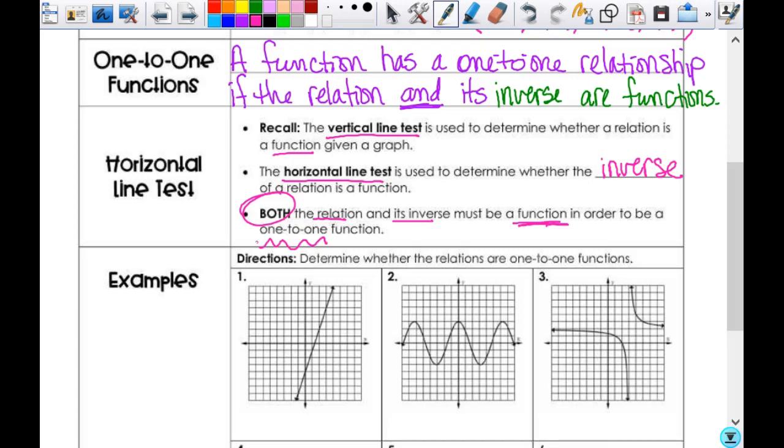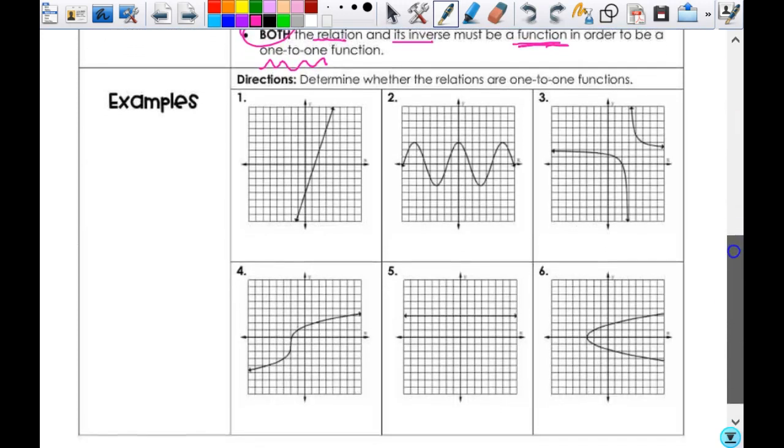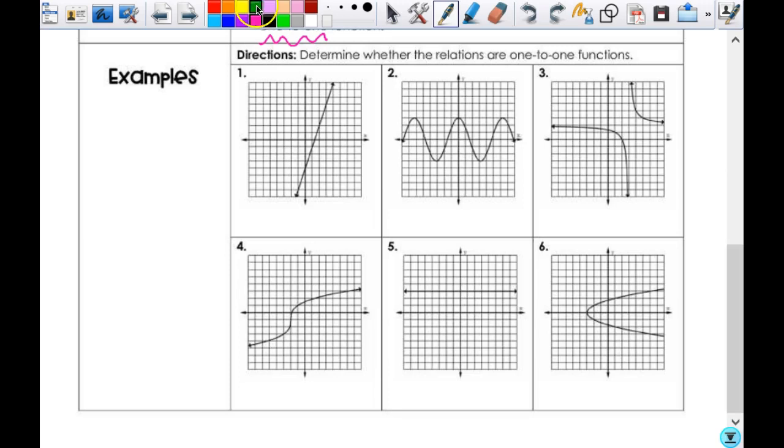So it says determine whether the relations are one-to-one functions. So if you look at number 1, does number 1 pass the vertical line test? Yes. So vertical line test here, it's a line, it's a function. Does it pass the horizontal line test? Yes, which means the function and its inverse are both functions. So then the answer is yes, it's one-to-one. Okay? Yes.